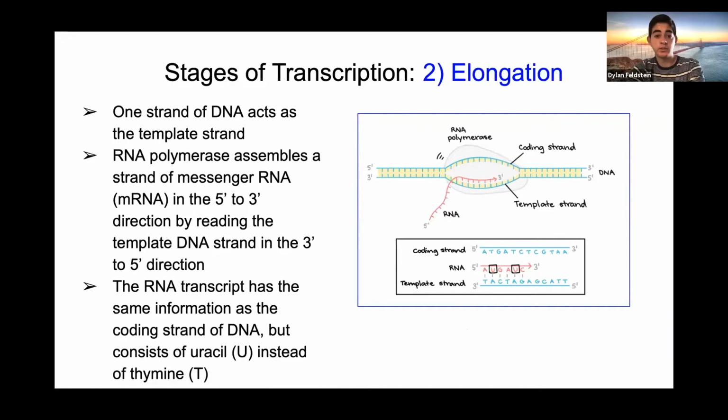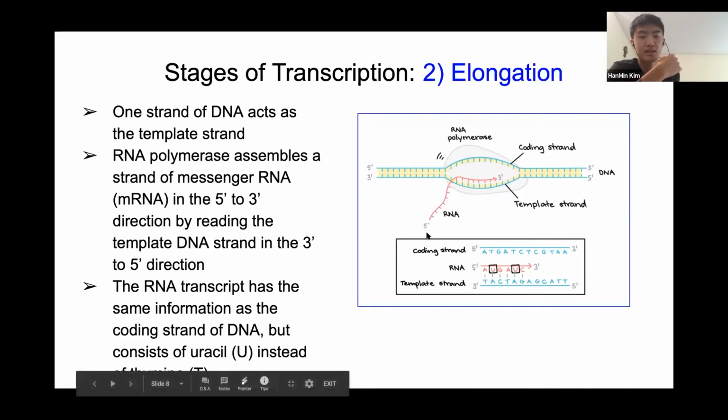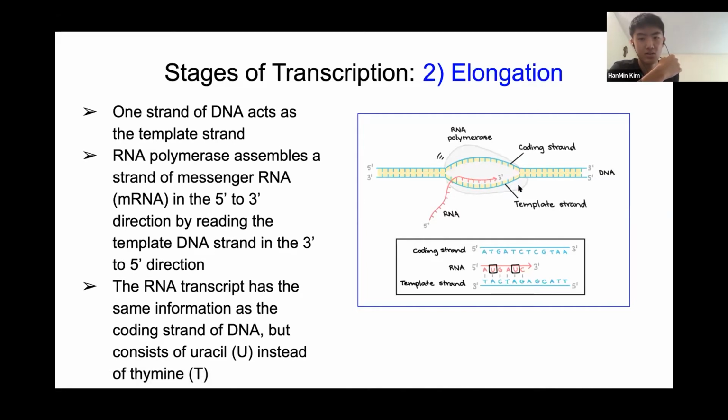So the second stage of transcription is elongation. What happens in elongation is 1 strand of DNA acts as the template strand, as I said on the previous slide, and then RNA polymerase assembles a strand of messenger RNA from 5' to 3'. That's the direction that it goes in. And the RNA transcript has the same information as the coding strand of DNA, but it consists of uracil, U, instead of thymine, T. So basically everything on the RNA has U instead of T. It has no T's at all, while the DNA still has its T's.